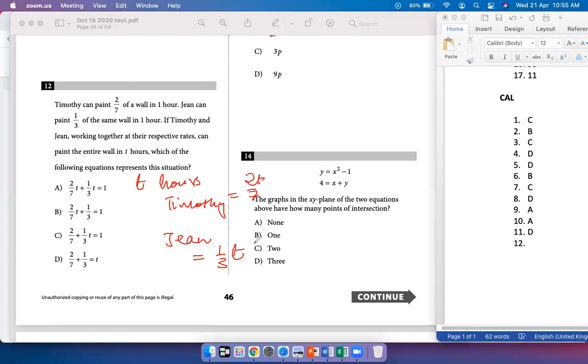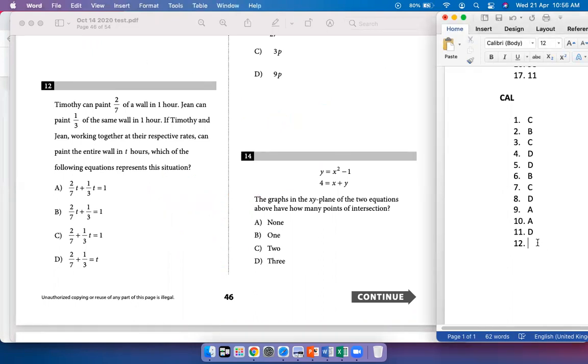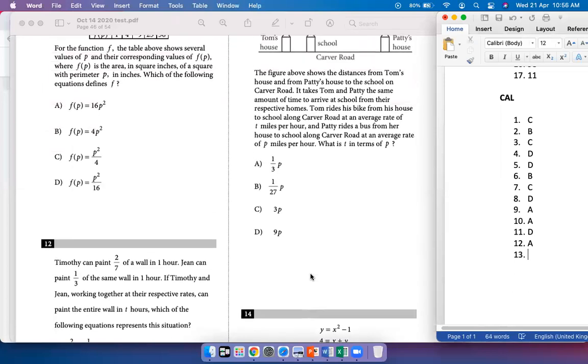So to finish the wall, the sum of these fractions should be 1, right? So no amount of the wall should be left. So 2T/7 plus T/3 should be 1, right? Because the total amount of the wall, represented by the fractions, should have no fraction left. So that should be 1. So 2T/7 plus T/3 is 1. So that's option B.